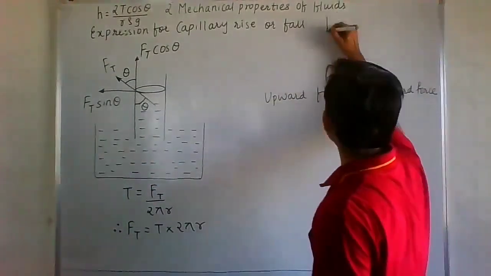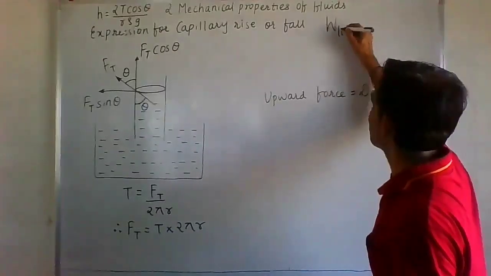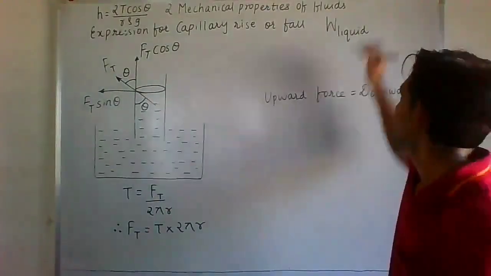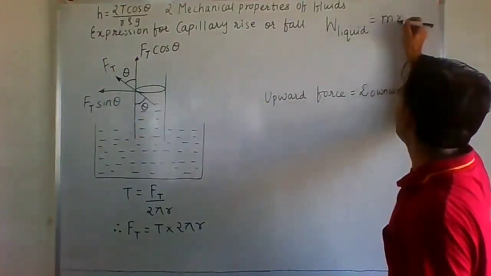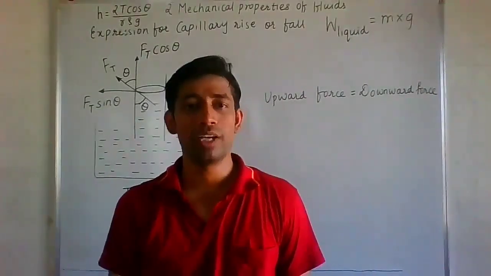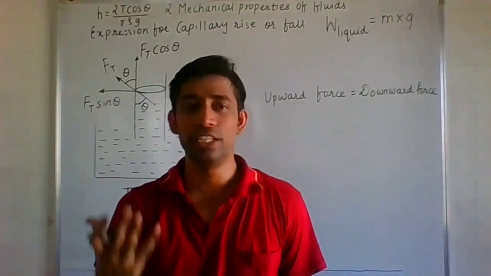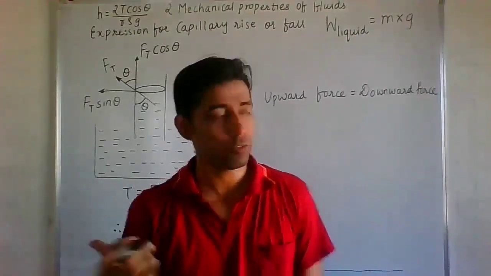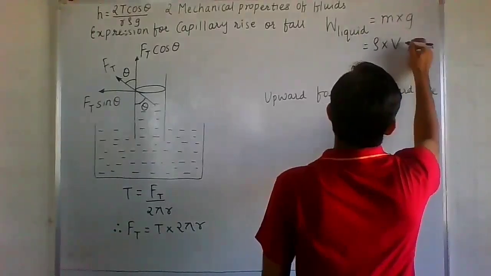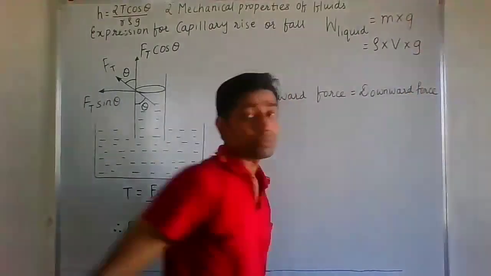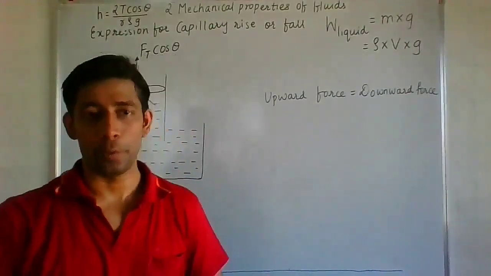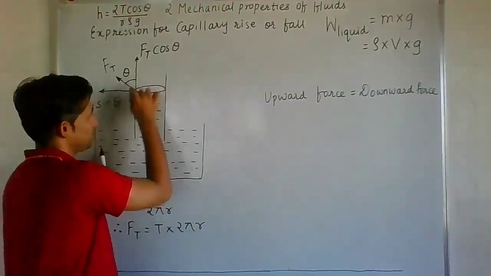Okay, so the weight of the liquid column we will be finding first, which will be m into g. Correct? Mass formula, you know, it is density into volume, because density is mass upon volume. So I will be writing density into volume into g. I hope it is clear so far. We need to find the volume now. Volume of this much part.